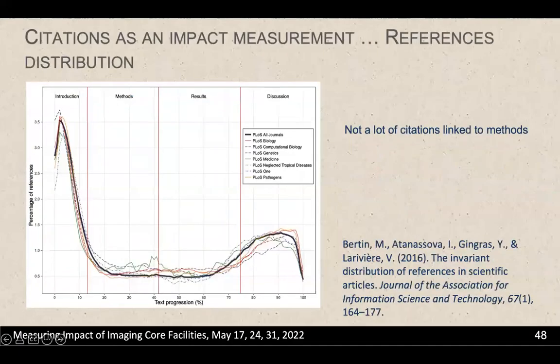We talked about how citations are distributed. Here we can see the distribution of references in an article. This is a number from different journals from the PLOS group. It's an article by Vincent Larivière. Most of the references, when you're in the paper, are in the introduction or in the discussion, but in the methods and results they are very minimal.